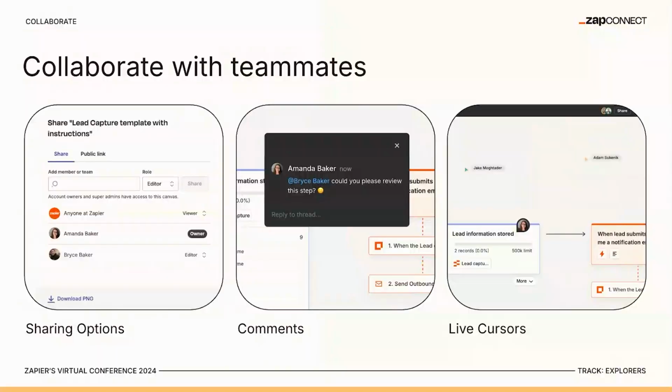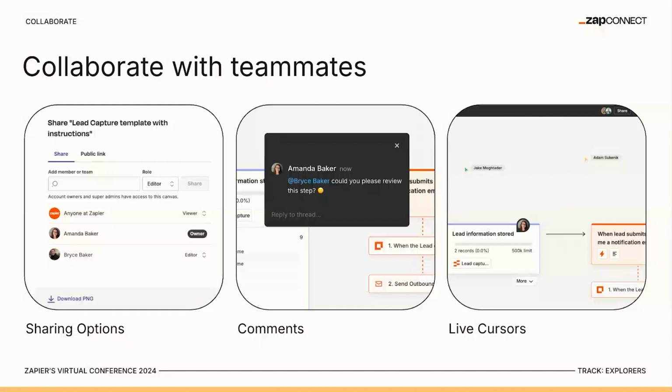Next, we have commenting. Commenting is useful for discussions with teammates, whether to seek approval on a proposed process, leave a note about a potential gotcha in a Zap, or ask for help. Here we can see I'm discussing part of the process with Bryce, and he would get an email notification alert so he can easily jump back into the canvas.